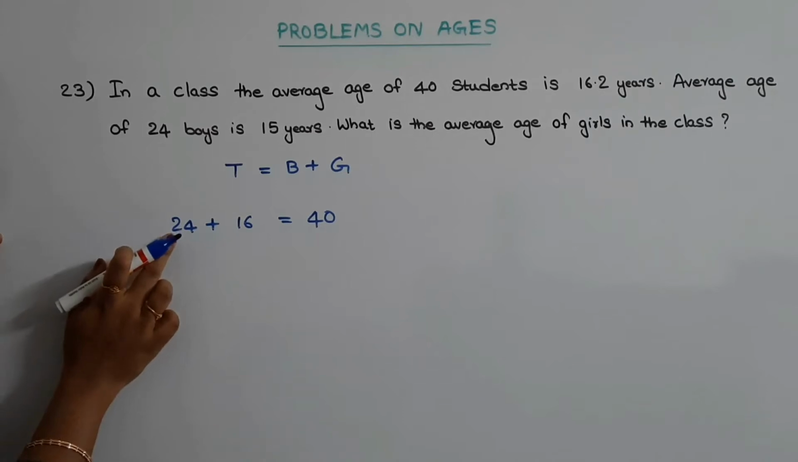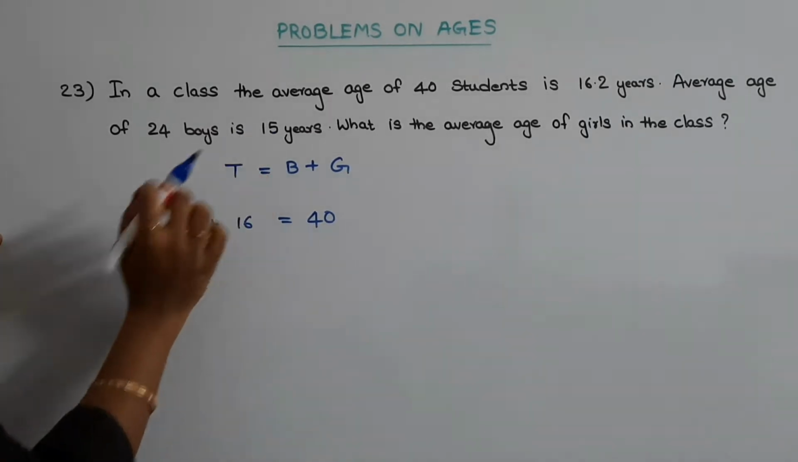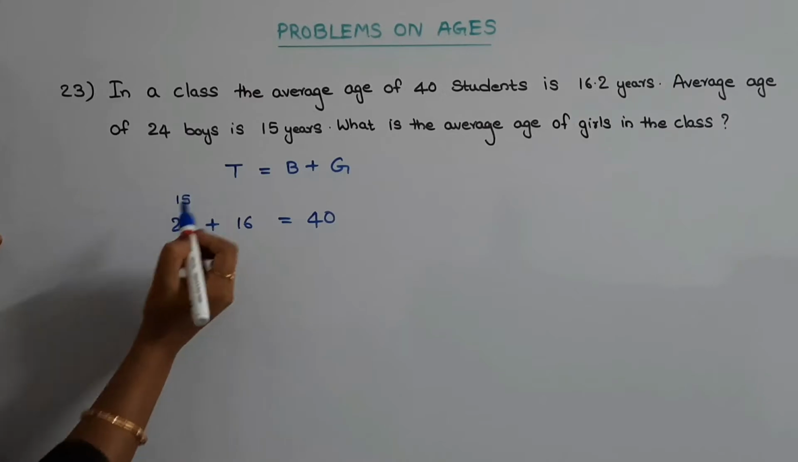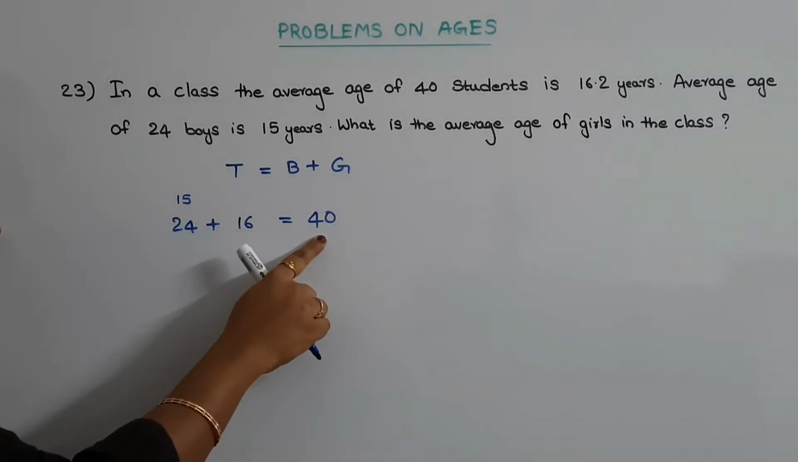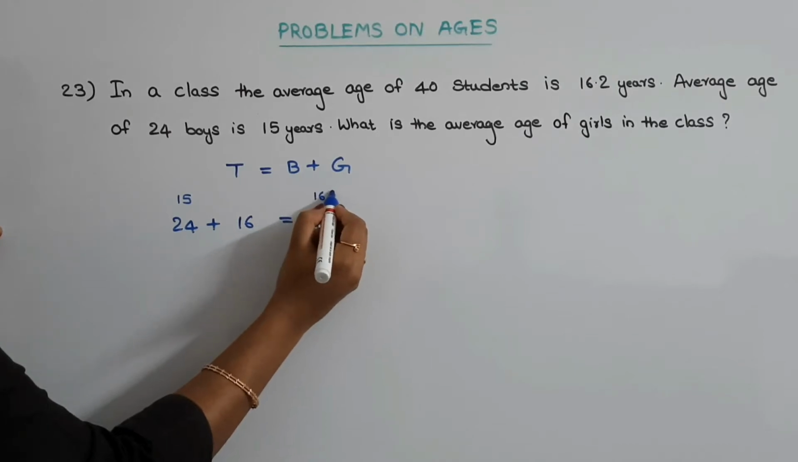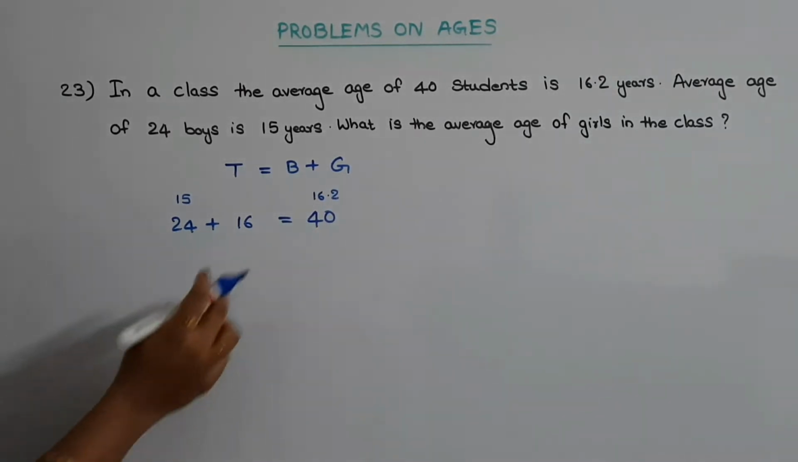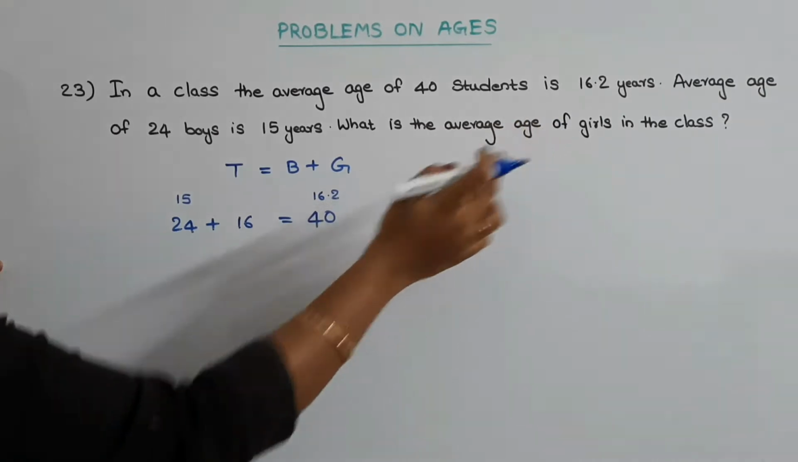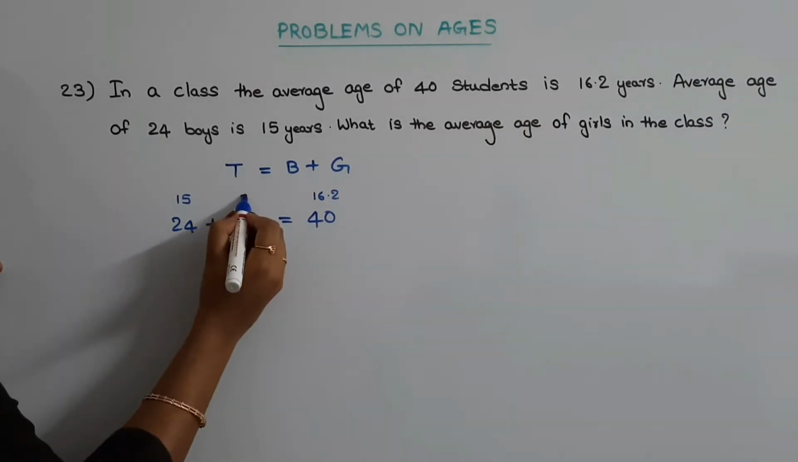What is the average of 24 boys in the class? That is 15. That you write above this 24. What is the average of 40 students in the class? That is 16.2. That you write above this 40. Okay. Now we need to find out the average age of the girls. So above the 16 write X.